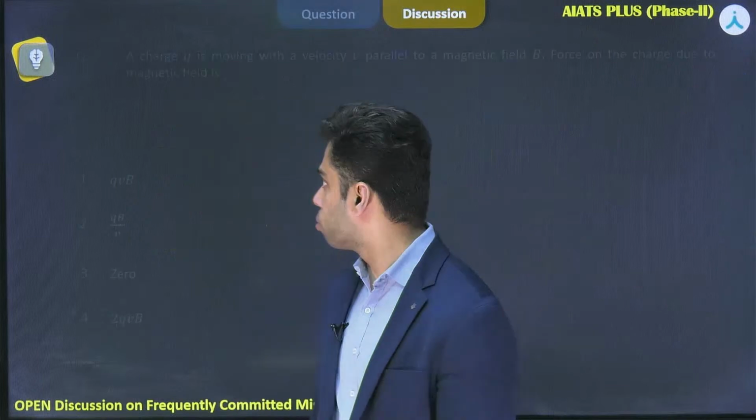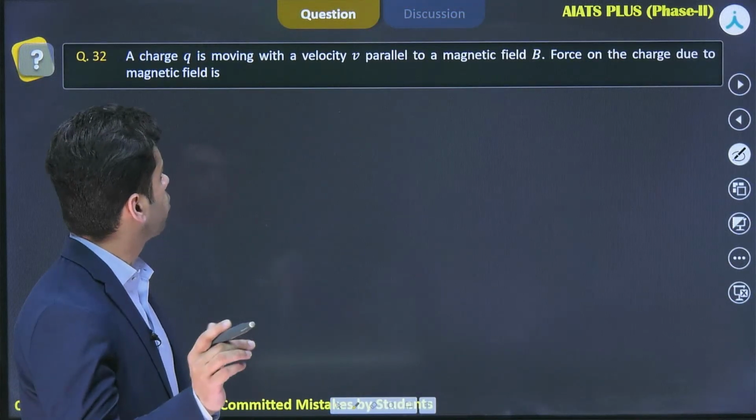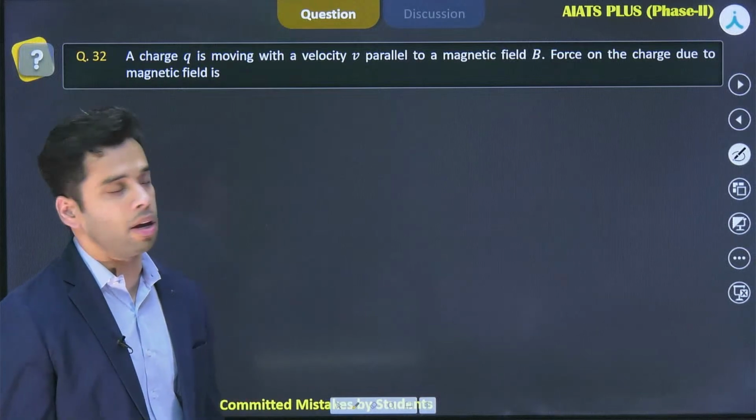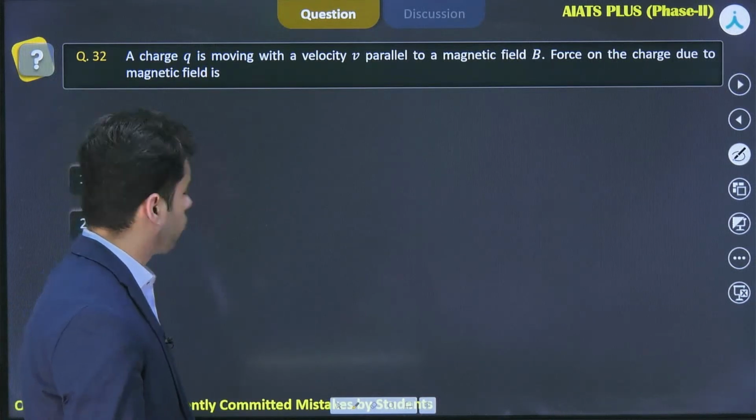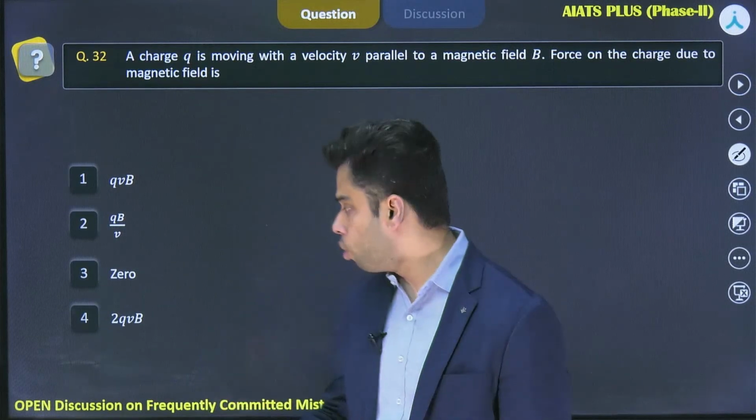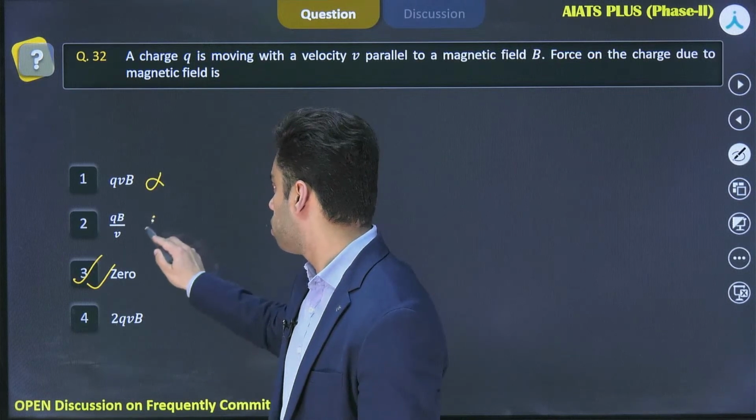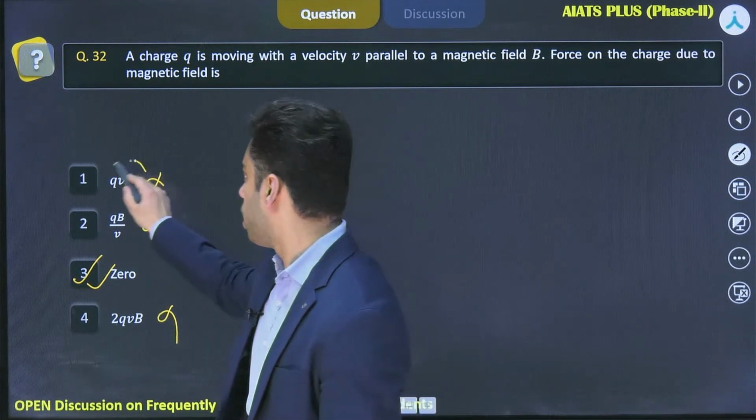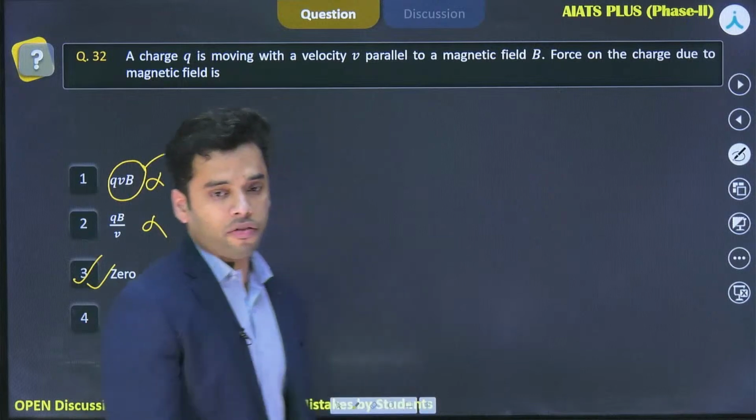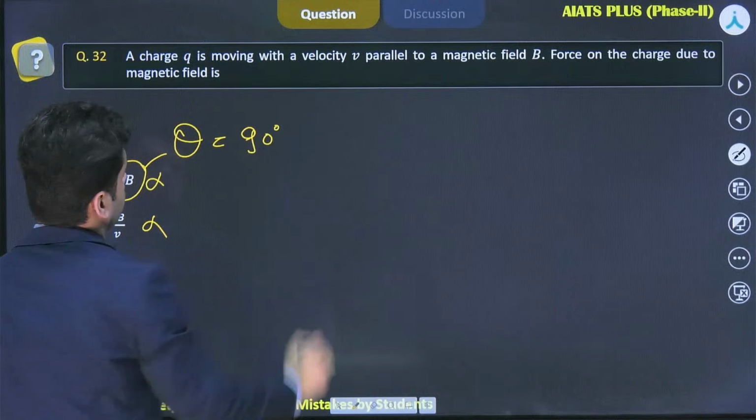Now let's get back to the original problem. The problem says that a charge q is moving with a velocity v parallel to a magnetic field B. The force on the charge due to the magnetic field is? So it is parallel, which means theta is 0. In that case, the force will be equal to 0. Option 3 is the correct answer to this problem. So this is wrong, and this is also wrong. This would be the answer if theta had been equal to 90 degrees. Right?